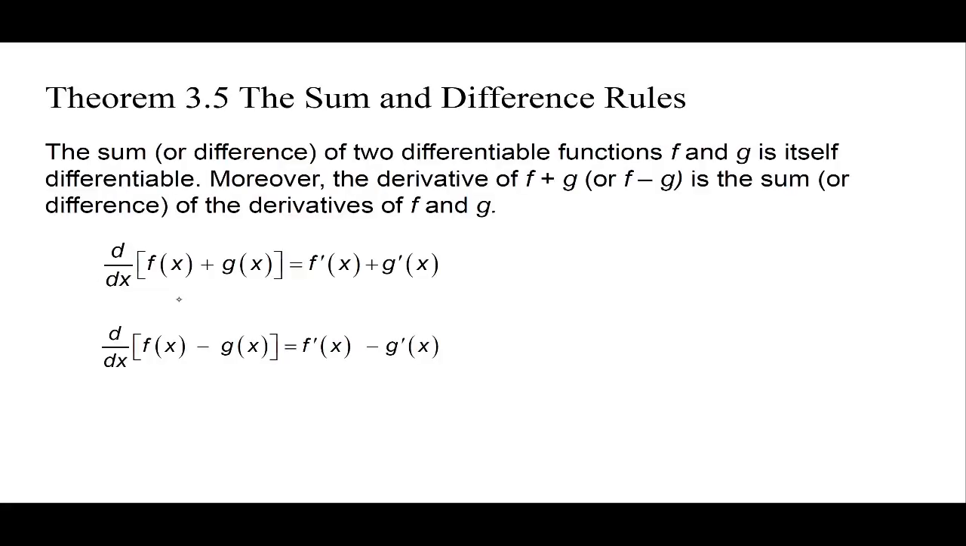The next rule is the sum and difference rule. Let's say you have two different functions, f of x and g of x. Let's say both of them are differentiable functions, meaning you can find the derivative of those two functions. Then the derivative of the sum of these two functions is actually the sum of the derivatives of the corresponding functions. So find the derivative of the first one, find the derivative of the second one separately, and just find the sum. And if you are looking for the difference, find the derivative of the corresponding functions and just find the difference between them.